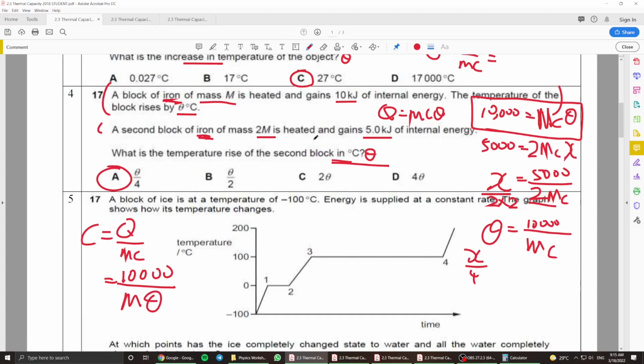Looking at the second statement, since they are the same iron, I know that C is going to be equal to 5,000 divided by double the m and theta here as well, which is the one that I'm looking for. Let's make it X here, okay?